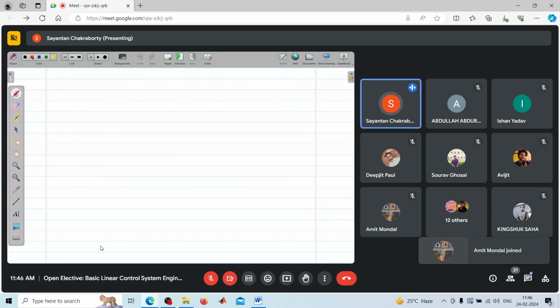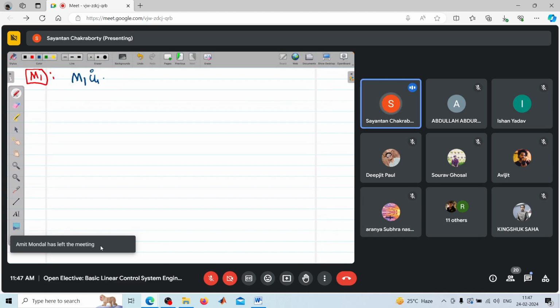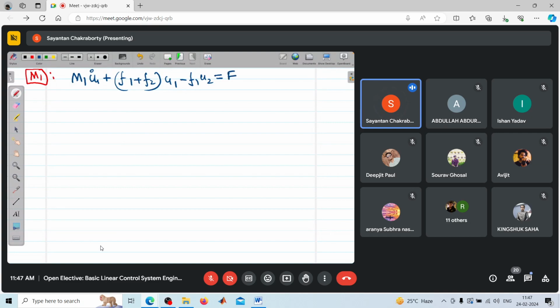So, if you write down the mass equations again, for M1, our mass equation is M1 U1 dot plus (F1 plus F2) U1 minus F1 U2 is equal to F. And for mass M2, what we have is M2 U2 dot minus F1 U1 plus F1 U2 plus K integral U2 dt equals 0. Thus, we already derived from the given mechanical configuration.